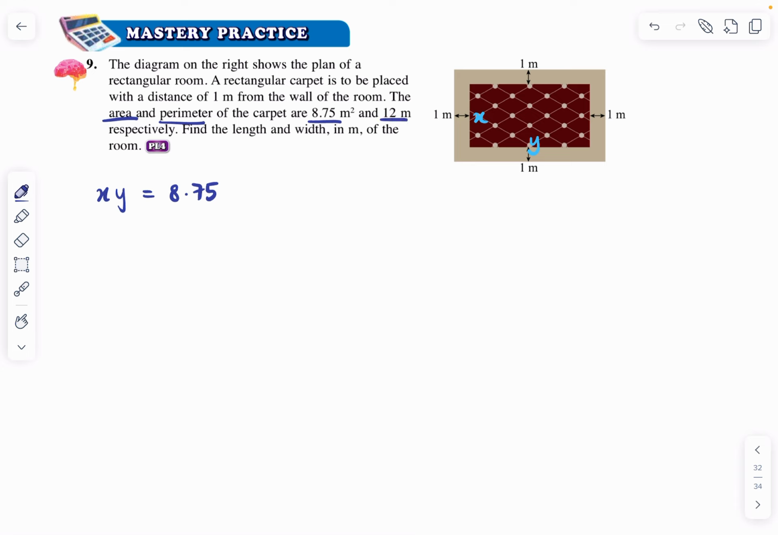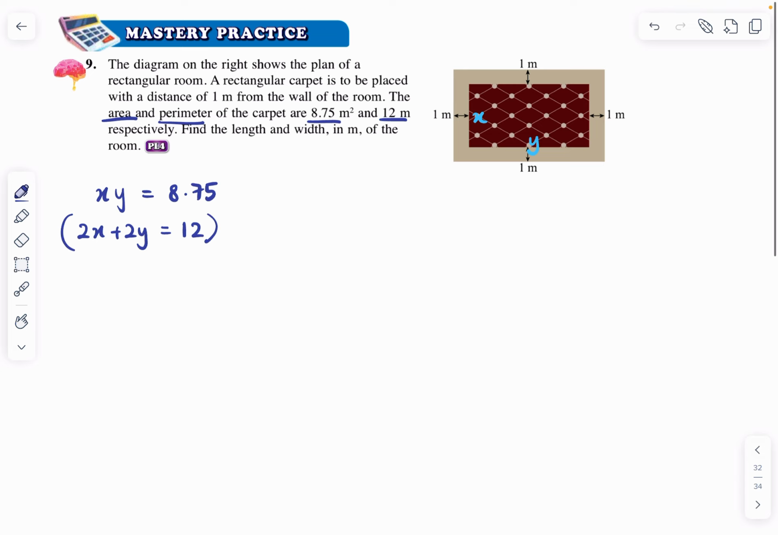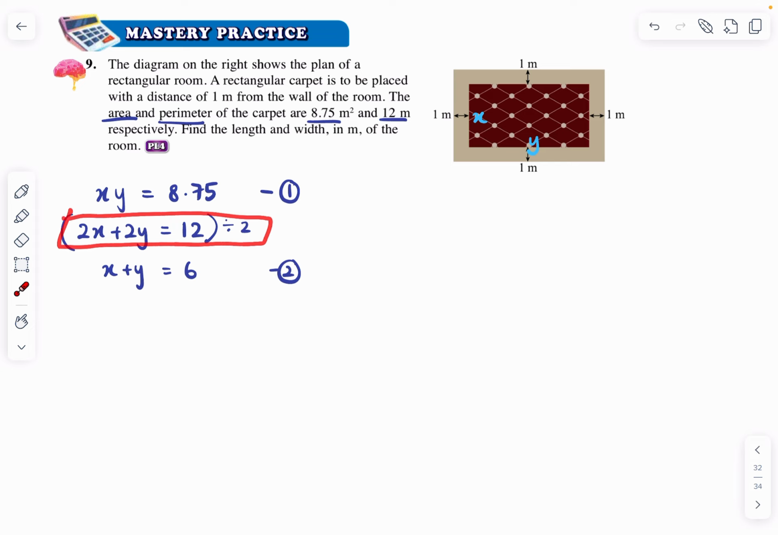Perimeter is 12. So perimeter will be this plus this plus this plus this. So 2x plus 2y equals 12. This equation we can divide by 2. So we'll get x plus y equals 6. Okay, so let's call this equation 1 and equation 2. Basically this is what we turned into this.